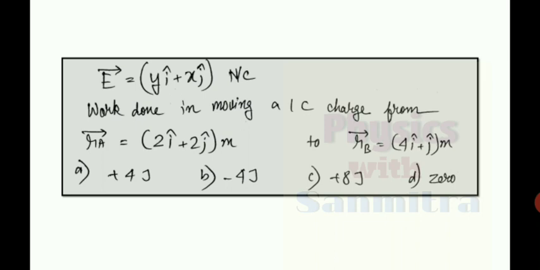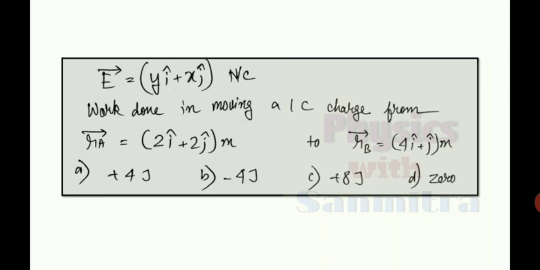Moving on to the next problem. The electric field is given as y i cap plus x j cap Newton per coulomb, and we have to find the work done in moving a 1 coulomb charge from r_A vector, that is 2 i cap plus 2 j cap meter, to r_B vector, 4 i cap plus j cap meter.